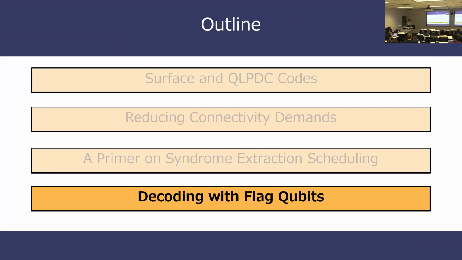Now I'm going to finally talk about the last part, which is how do you even correct errors? I've talked about, okay, we can get syndromes. We can figure out what errors have happened. We can put qubits on a processor. Now I actually have to go deal with these propagation errors I've been talking about so much.